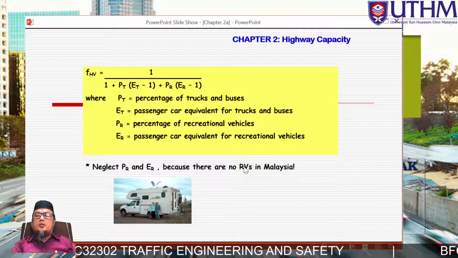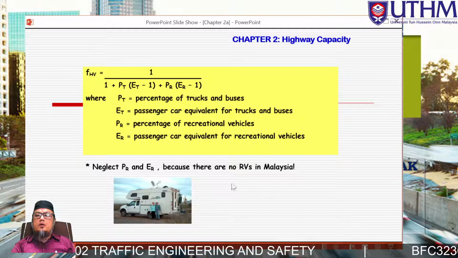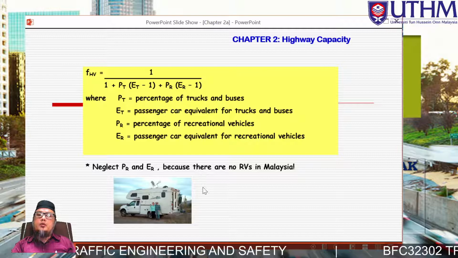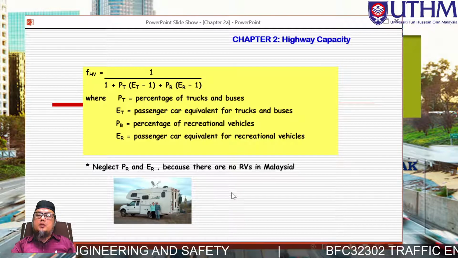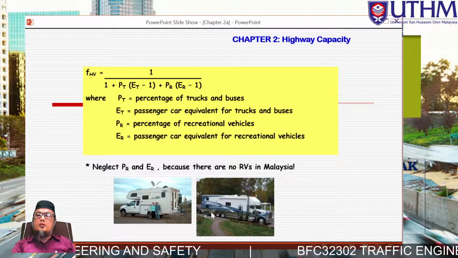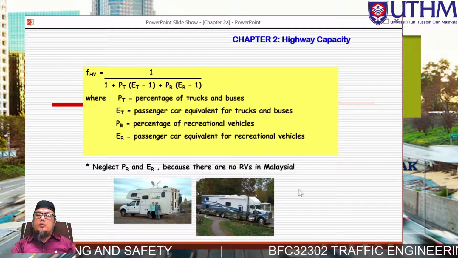But in Malaysia, we don't have RVs yet, or we have some, but not many. But overseas, they have many types of vehicles for RVs, like motorhomes, rumah bergerak.